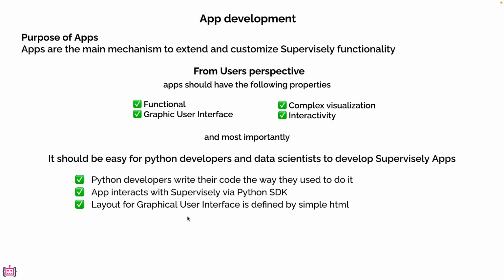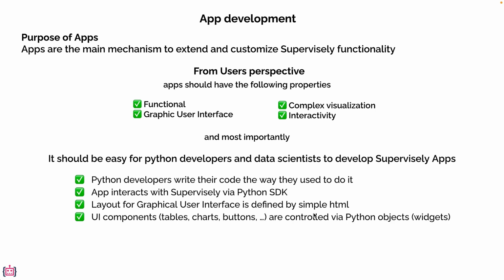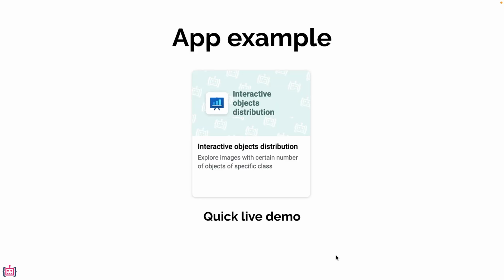Layout for the graphical user interface is defined by simple HTML, and user interface components like tables, charts, buttons are controlled via Python objects, which we call widgets. Ideally, all the code base, or the majority of it, is on the Python side, while HTML is just simple or even trivial. Next I will show you an example of an interactive object distribution app that is quite functional, and we will take a look at how it looks from the user perspective and from the developer perspective.